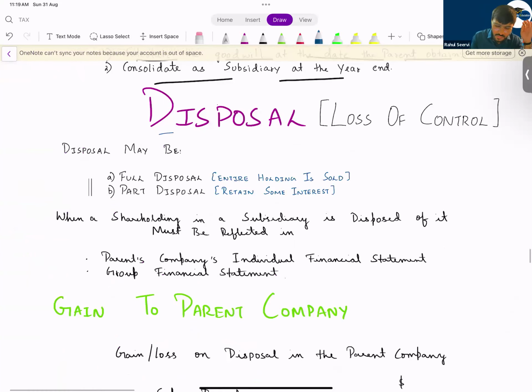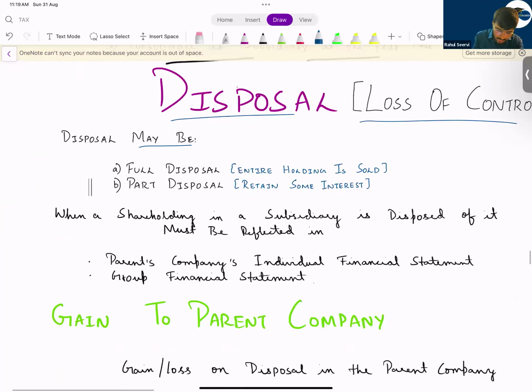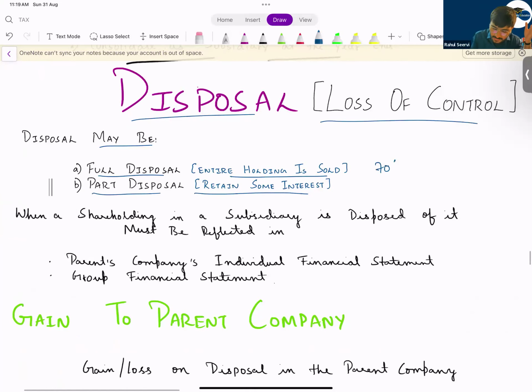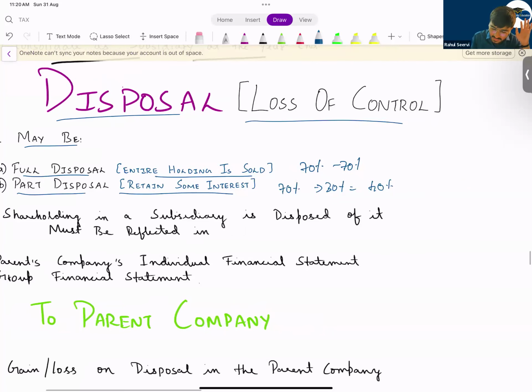Now, disposal. Disposal means what, sir? Loss of control. Either it can be loss of control or there will be no loss of control. So, disposal may be full disposal, where the entire shareholding is sold, or part disposal, where we retain some interest. That means today I had 70%, and if I've sold the full 70%, that is no control. Nothing is there. If from 70% I only sold 30, that means it becomes an associate for me. Or if from 70% I have sold 60%, keeping 10%, then I'll follow IFRS 9 here. Here I follow IAS 28.